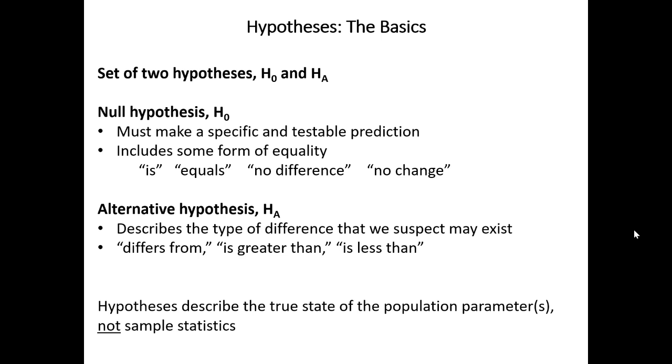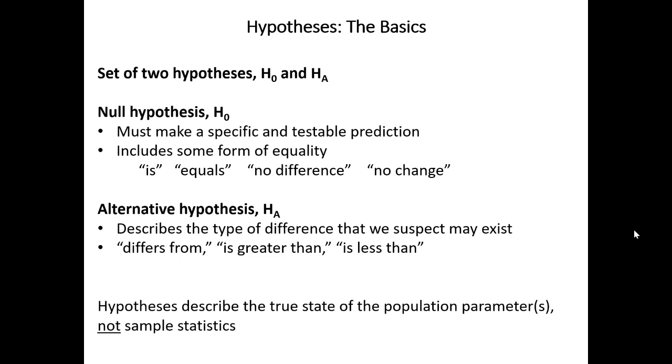The other hypothesis, the alternative hypothesis, symbolized HA, or sometimes people use H1, that's going to describe a type of difference that might exist. So here, not equals, that's one possibility, perhaps is greater than, or perhaps is less than. All right, so notice that the null hypothesis and the alternative hypothesis are complementary. There's no outcomes that belong to both. It's got to be either one or the other.